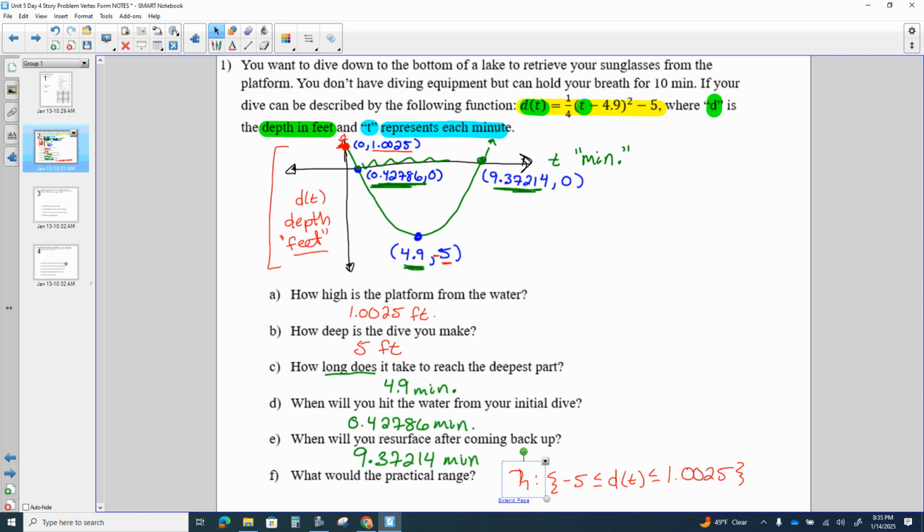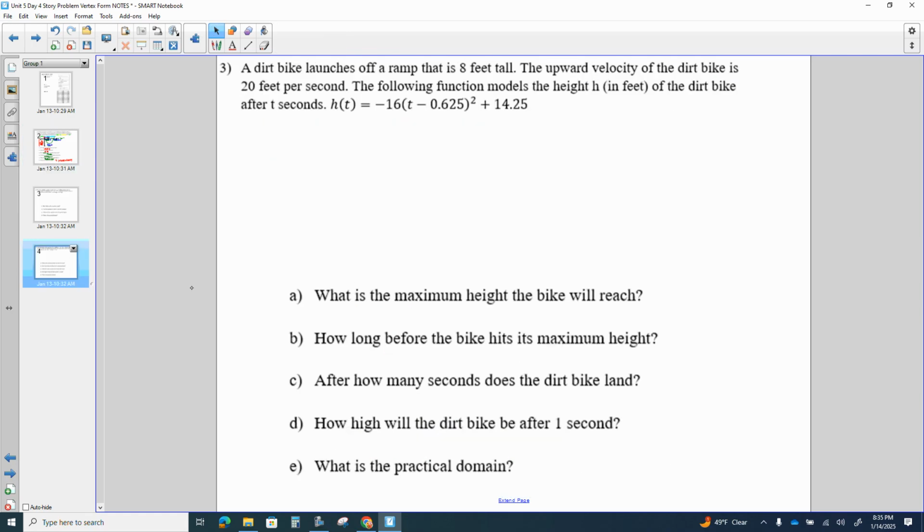So there's the first one. Let's jump to 3. So a dirt bike launches off a ramp that is 8 feet tall. The upward velocity of the dirt bike is 20 feet per second. The following function models the height of the dirt bike after t seconds. So the important part is this equation. So I'm going to turn around here. This is the equation that we're going to use.